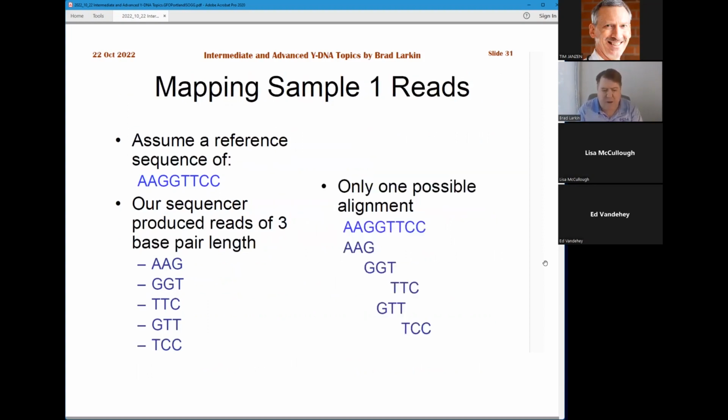We have these raw reads, and an alignment software tries to figure out, okay, how could these reads match to a reference set? Here with this collection, there's only one possible way to do it. The first one covers the first three, GGT, the second set, and so on. So there's one possible solution, and the solution exactly matches the reference sequence.